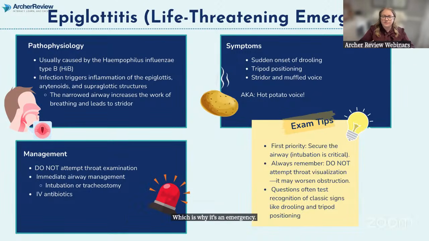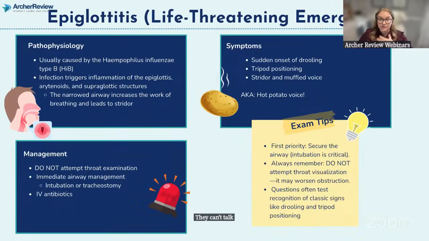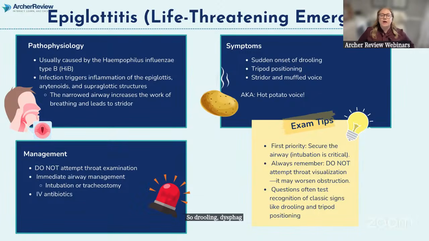It usually comes on very suddenly. They start tripoding, leaning forward, trying to breathe. They get this stridor and a muffled voice. They can't talk. They can't get words out because their airway's so occluded. We call this the hot potato voice, okay? They'll be so occluded that they're drooling because they literally can't swallow their own saliva. So drooling, dysphagia, dysphonia, tripoding. These are all signs we have a closing airway.